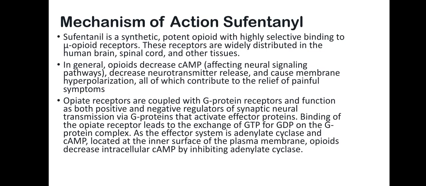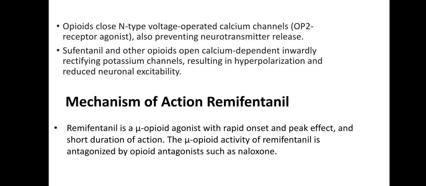Opiate receptors are coupled with G protein receptors and function as both positive and negative regulators of synaptic neural transmission via G proteins that activate effector proteins. Binding of the opiate receptors leads to the exchange of GTP for GDP on the G protein complex, as the effector system is adenylate cyclase and cAMP located at the inner surface of the plasma membrane. Opioids decrease intracellular cAMP by inhibiting adenylate cyclase.